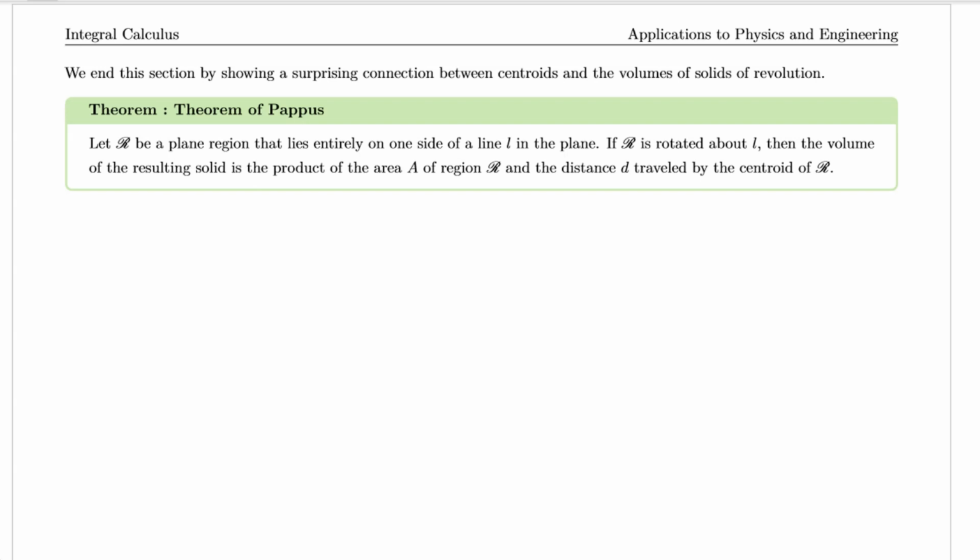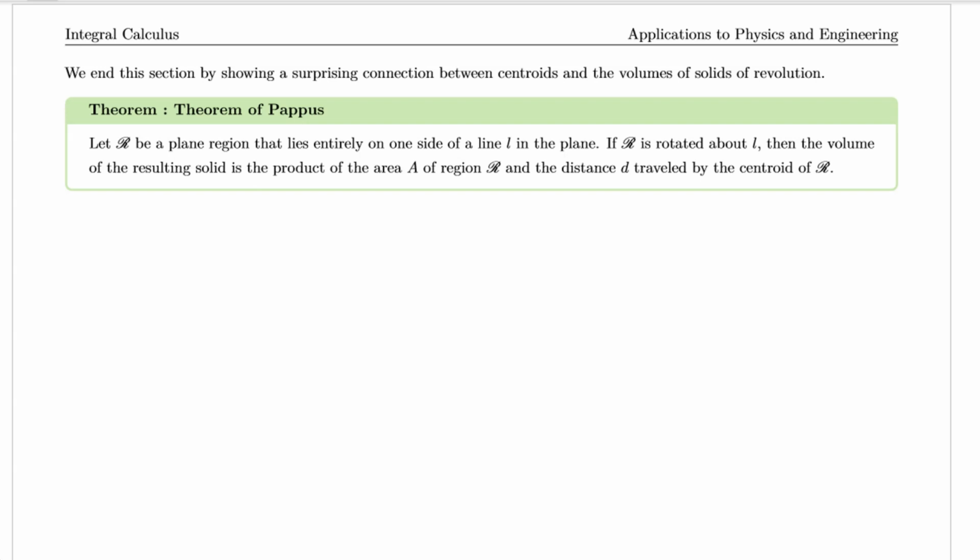So we're going to end this section on applications to physics and engineering by showing a surprising connection between centroids and the volumes of solids of revolutions. The following theorem is called the Theorem of Pappus, and it says, let R be a plane region that lies entirely on one side of a line L in the plane. If R is rotated about that line L, then the volume of the resulting solid is the product of the area A of region R and the distance d traveled by the centroid of the region R.